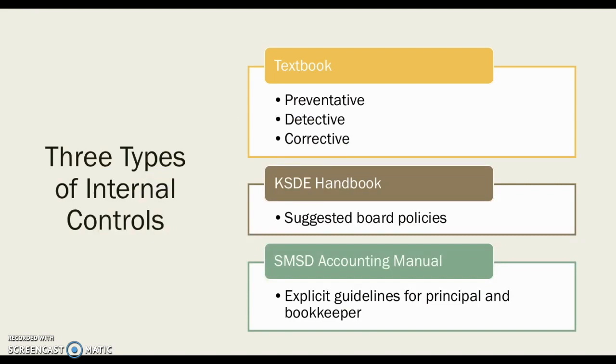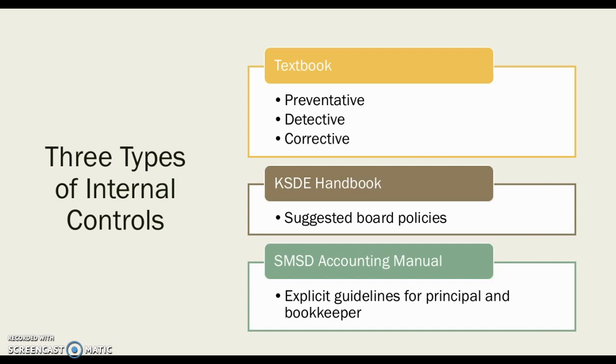Three types of internal controls. Let's get a little more specific. The textbook defines these as preventative, detective, and corrective controls. Preventative are to make sure that errors and irregularities don't occur. Detective are to identify if an error has occurred. And corrective are to make sure that if a detective control does find something wrong, that it is made correct.